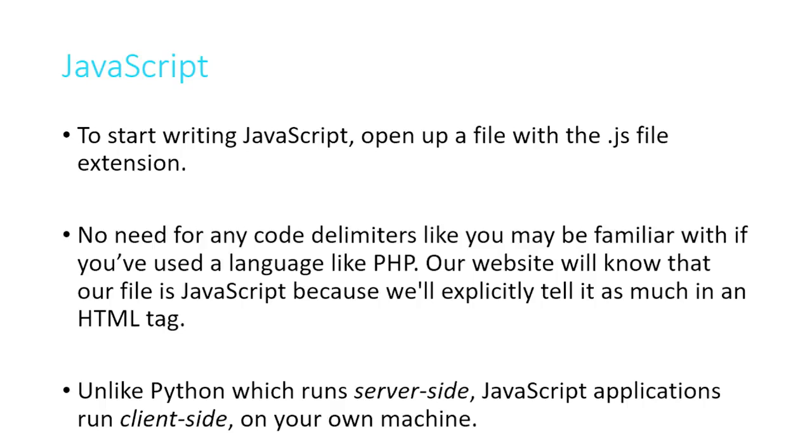Our website will also know that our file is JavaScript, because we're going to tell it in an HTML tag. We're going to say, I have a script that is of type JavaScript, and it is a file with a .js file extension. Pretty straightforward. Now, unlike Python, which runs on the server side, that is on the side that is hosting the website, JavaScript applications run client-side on your own machine when you are visiting a website.